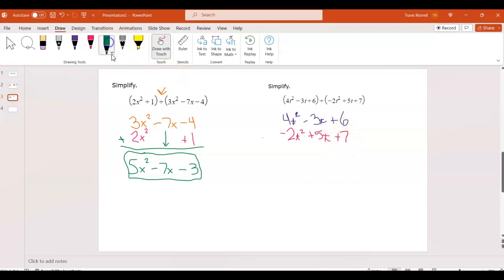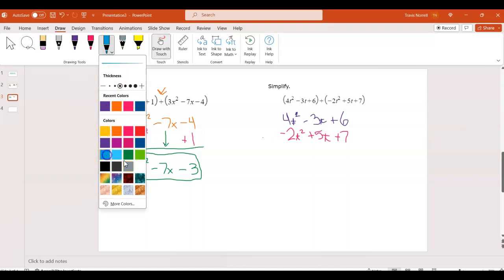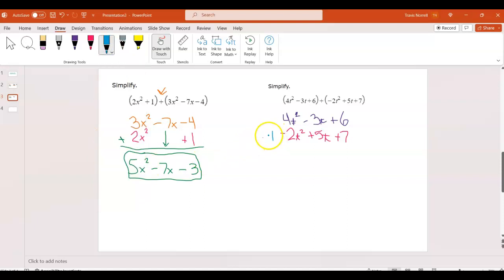Writing the second polynomial down, and then add them. 4t squared plus negative 2t squared. Signs are different, so we're going to subtract. 4 minus 2 is 2, t squared. But we're going to keep the sign of the bigger number. The bigger number here is positive, so that's going to be a positive 2t squared.